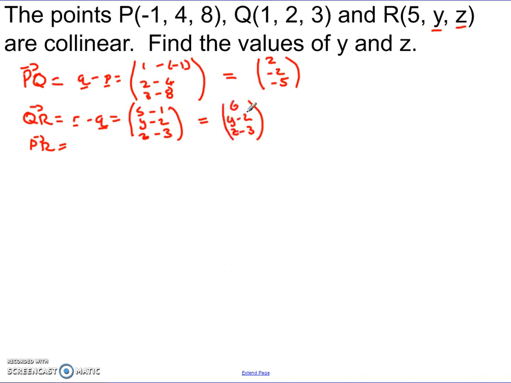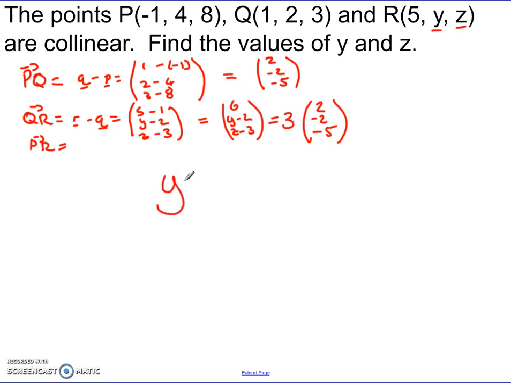Well, I can look at the two of these here and say, if these two are definitely parallel to each other and they share this common point of q, what I know is they must be scalar multiples of each other. So this one here must be some sort of scalar multiple of this. Well, if it's a 6 on the top, what I know then is that equals 3 of this vector, 3, negative 2, and negative 5. So it has to be equal to 3 of this vector.